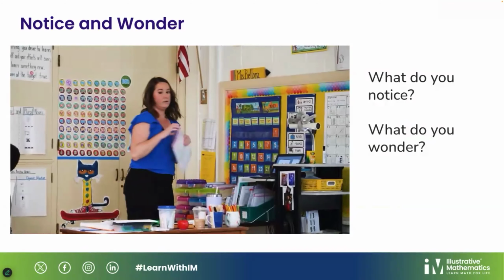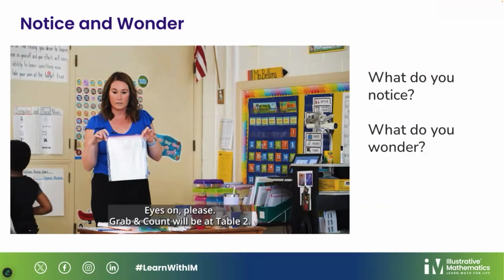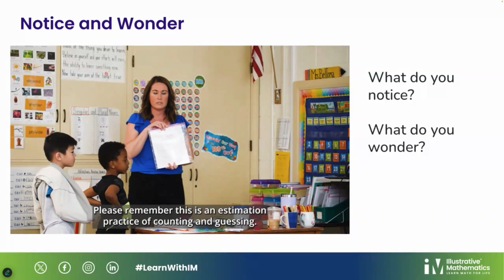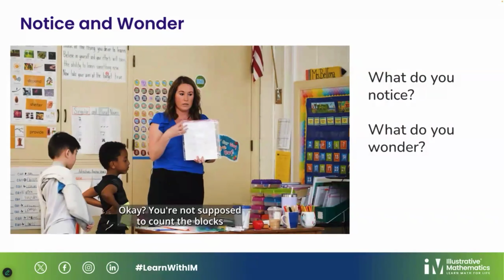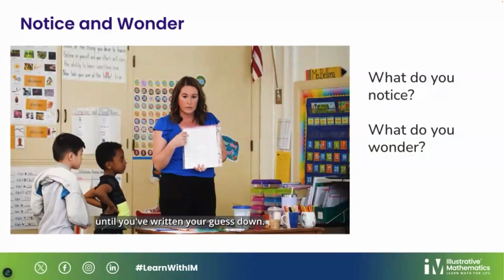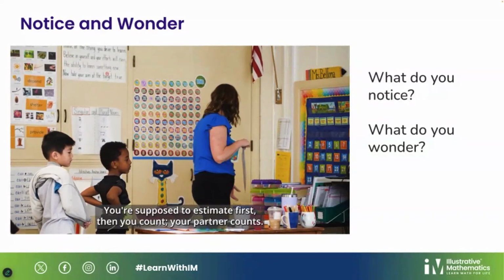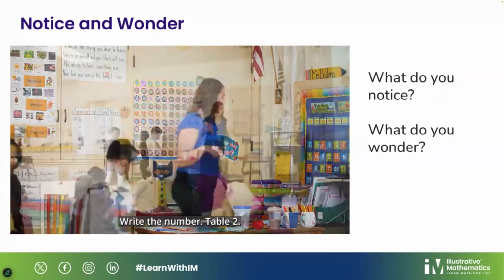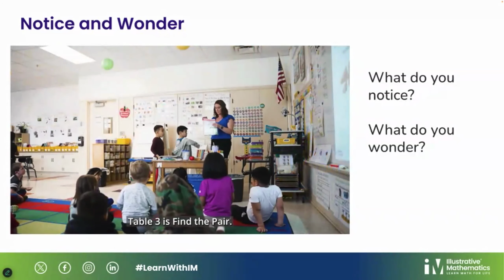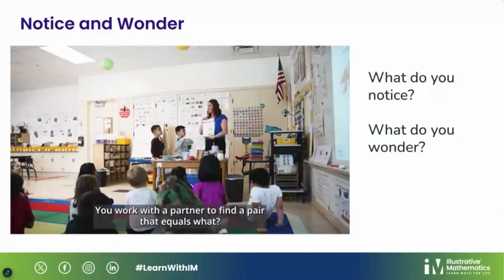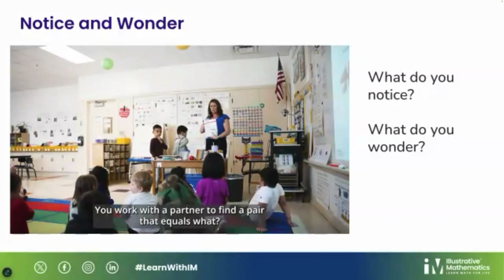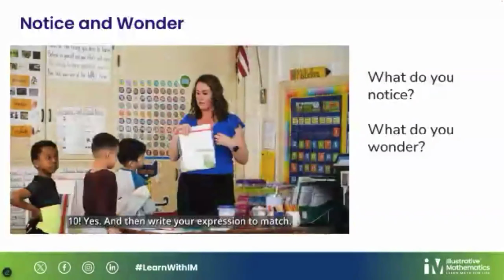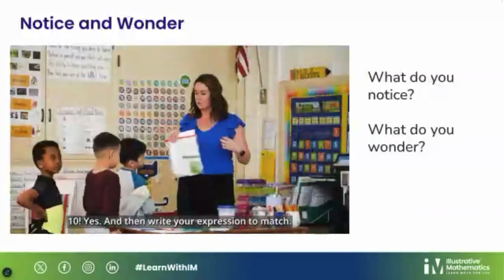Okay, grab and count. Eyes on, please. Grab and count will be at table 2. Please remember, this is an estimation practice of counting and guessing, okay? You're not supposed to count the blocks until you've written your guess down, all right? You're supposed to estimate first, then you count, your partner counts, write the number, table 2. Table 3 is find the pair. You work with a partner to find a pair that equals what? 10, yes. And then write your expression to match, table 3.